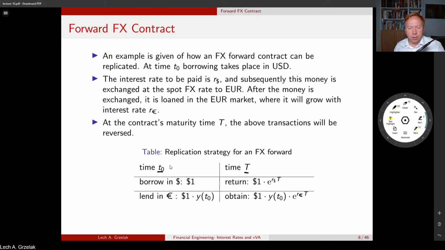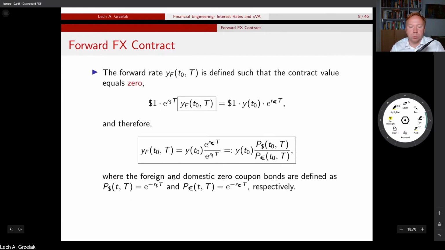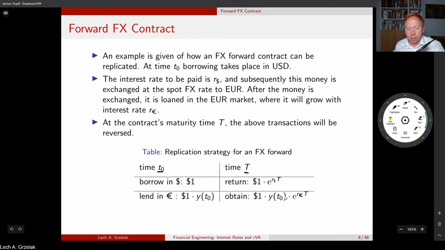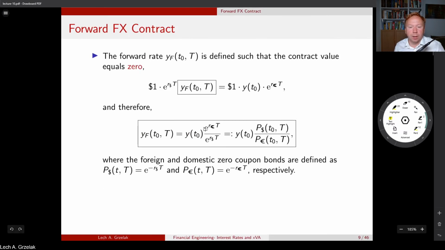So those are the initial points, and here we have the final transaction. We return this amount, and we obtain this amount. Of course, now our objective from today's perspective is to find out what the fair value of this Y t0 is, such that this transaction at the inception would be equal to zero. How much, such that it will be balanced? So what we do is equate those two transactions at the maturity. This will be on the left-hand side, and this on the right-hand side, and we equate them here.